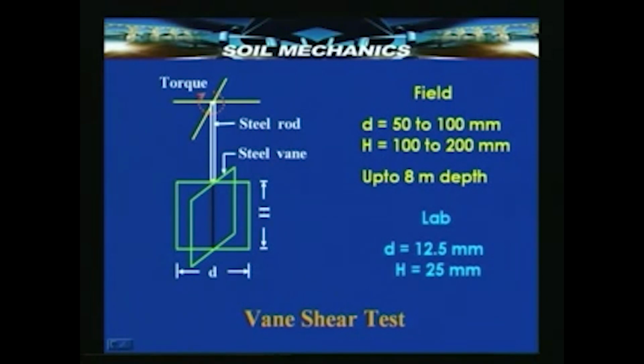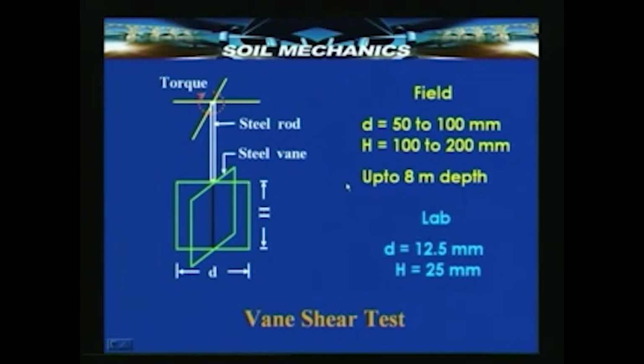This Vane shear test makes use of an apparatus called a vane. This vane consists of a rod and a set of vanes, 2 vanes to be precise. This has a width equal to d and a height equal to capital H. There is a steel rod and a handle to apply a torque. Now, this vane is pushed into the soil gently and rotated until the soil fails.